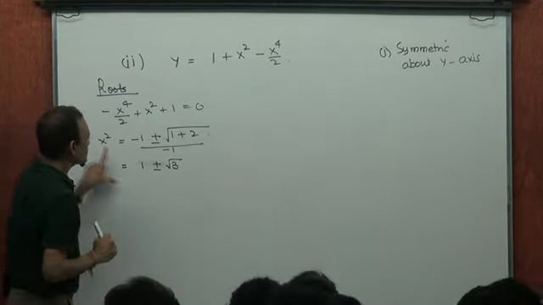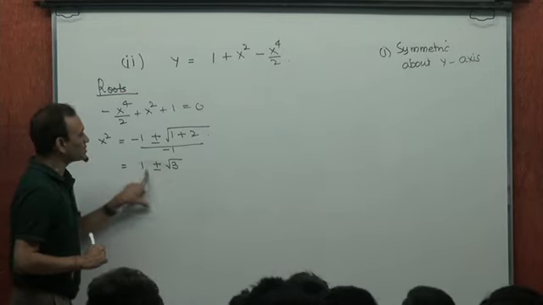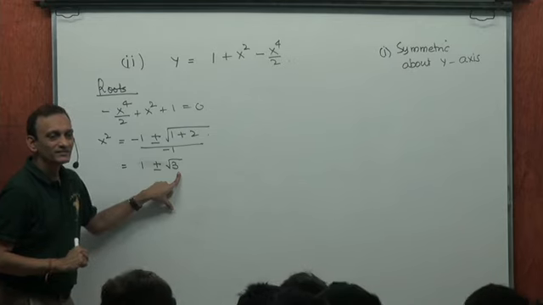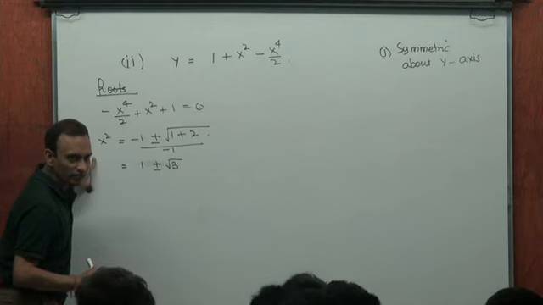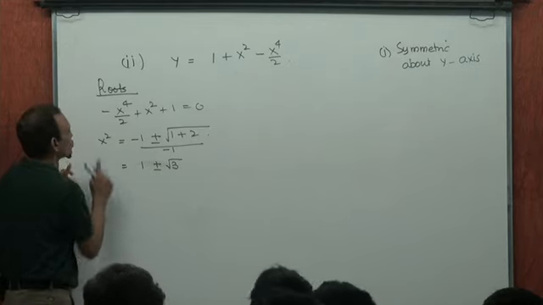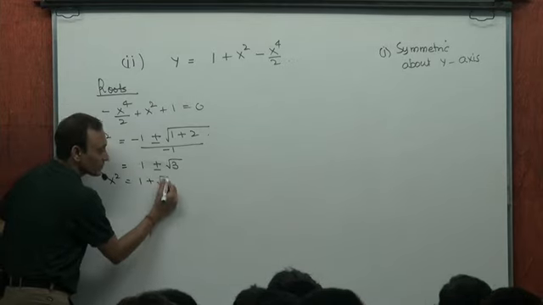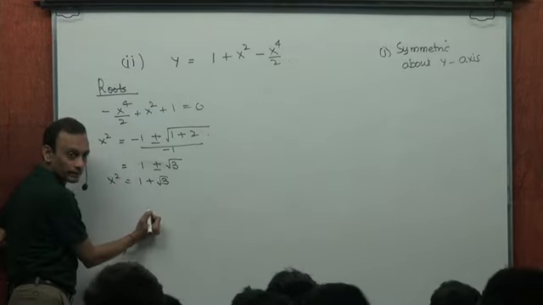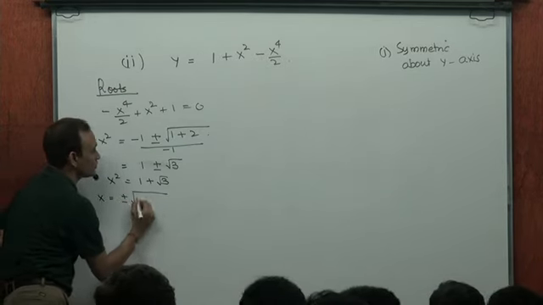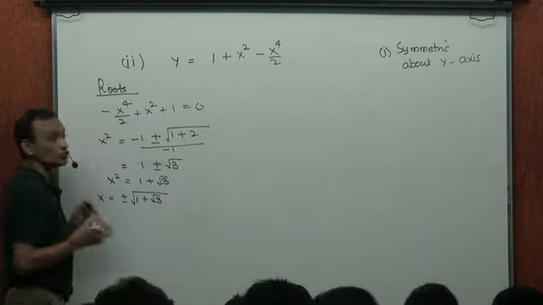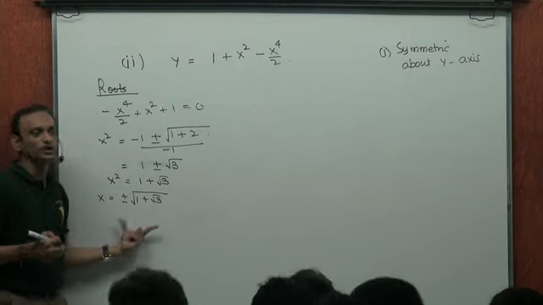Hey, x squared cannot be 1 minus root 3, because 1 minus root 3 is negative. It cannot be the square of x, since x is a real number. So the only possibility is x squared must be 1 plus root 3. Therefore, the two roots would be x equal to plus minus root of (1 plus root 3). This equation has two real roots and two complex roots. These are the two real roots.